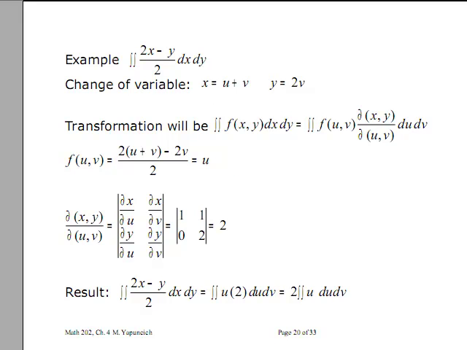So first, here's an example of changing a double integral, having a change of variable for a double integral. We started here with our original formulation in terms of x and y, our original variables. Then we have a change of variable. Remember, write the old in terms of the new. So x equals, in this case, u plus v, and y equals 2v.